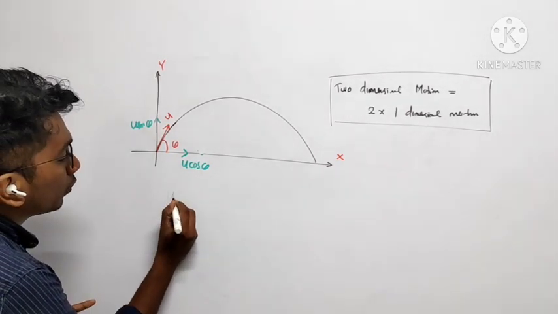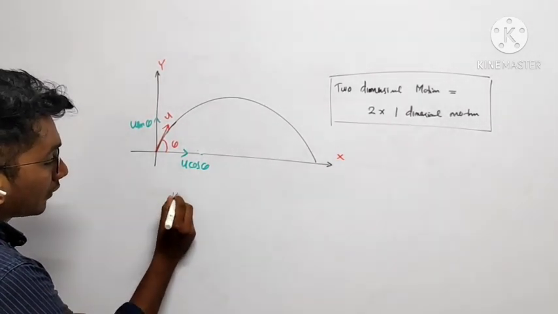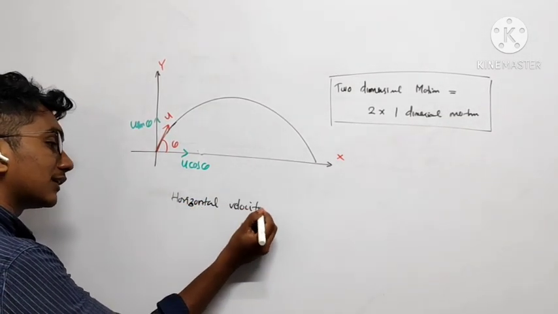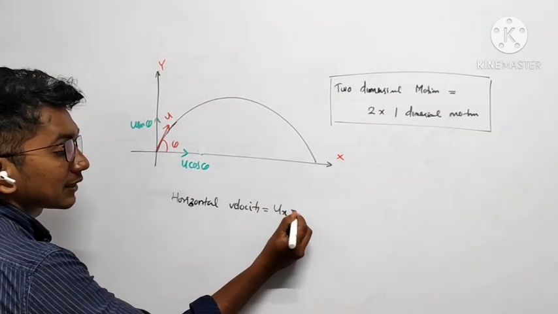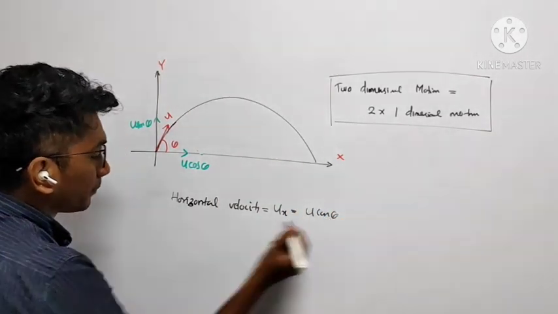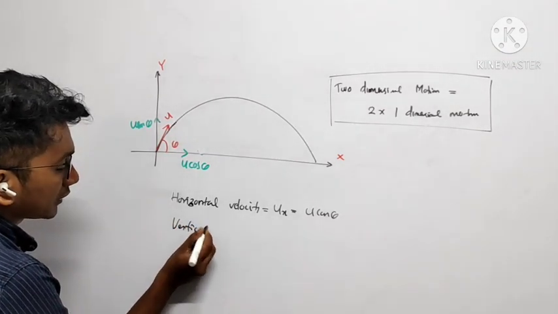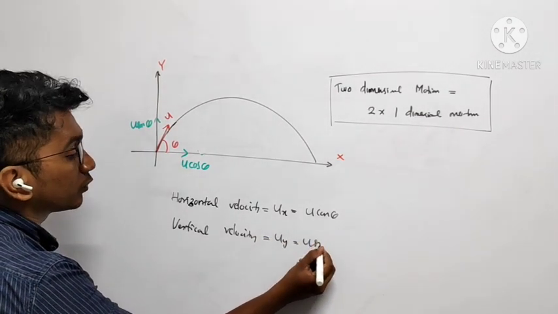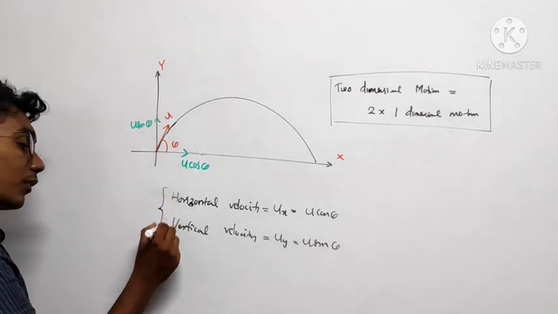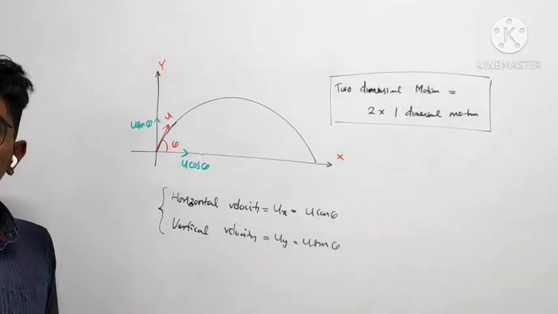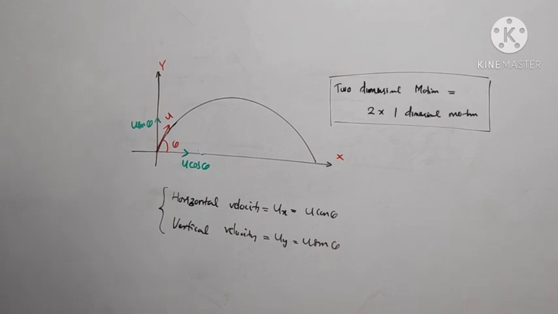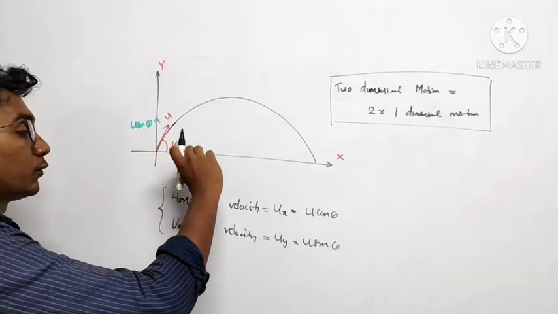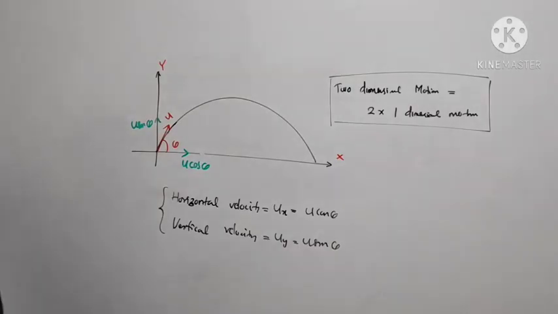The horizontal velocity, that is the velocity along x-axis, I will say ux, is equal to u cos theta. Next, what about vertical velocity? Vertical velocity we represent as uy, which is equal to u sin theta. So here we have the horizontal component of velocity and the vertical component of velocity. Got it? Okay. So what is u? U is the resultant of u cos theta and u sin theta. I think it's pretty clear.